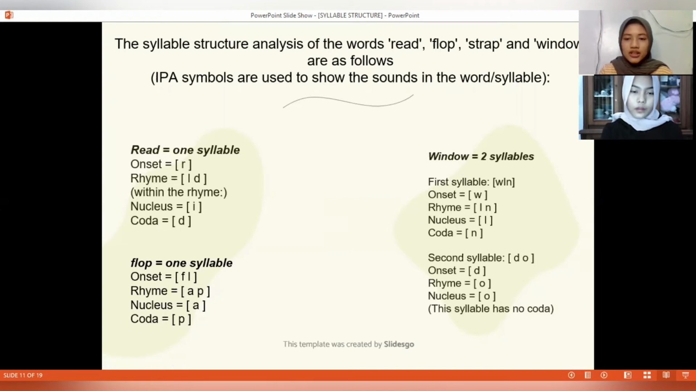Window, two syllables. The first syllable is win, the onset is W, the rhyme is in, the nucleus is I, and the coda is N. The second syllable is dow, the onset is D, the rhyme is O, the nucleus is O, and this syllable has no coda.